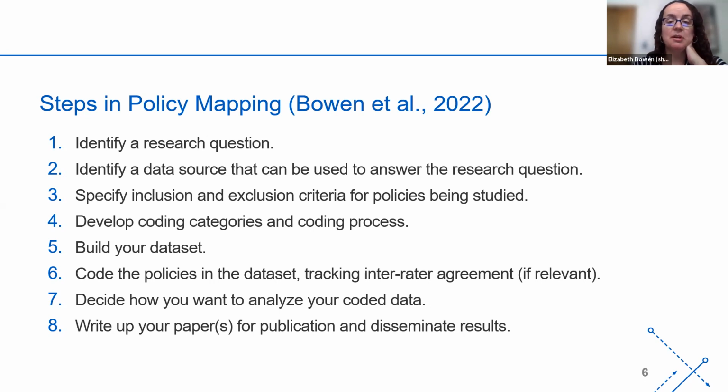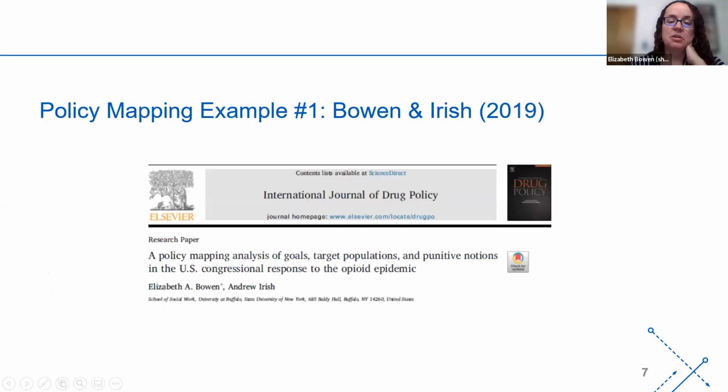So I'm going to go through and talk about each of these steps in a little more detail. And as I do that, I'll be sharing some examples from my own work. So the primary paper that I'm going to talk about is this one, which I published with my colleague, Andrew Irish, in 2019. This was in the International Journal of Drug Policy. And the title of the article is "A Policy Mapping Analysis of Goals, Target Populations, and Punitive Notions in the U.S. Congressional Response to the Opioid Epidemic."